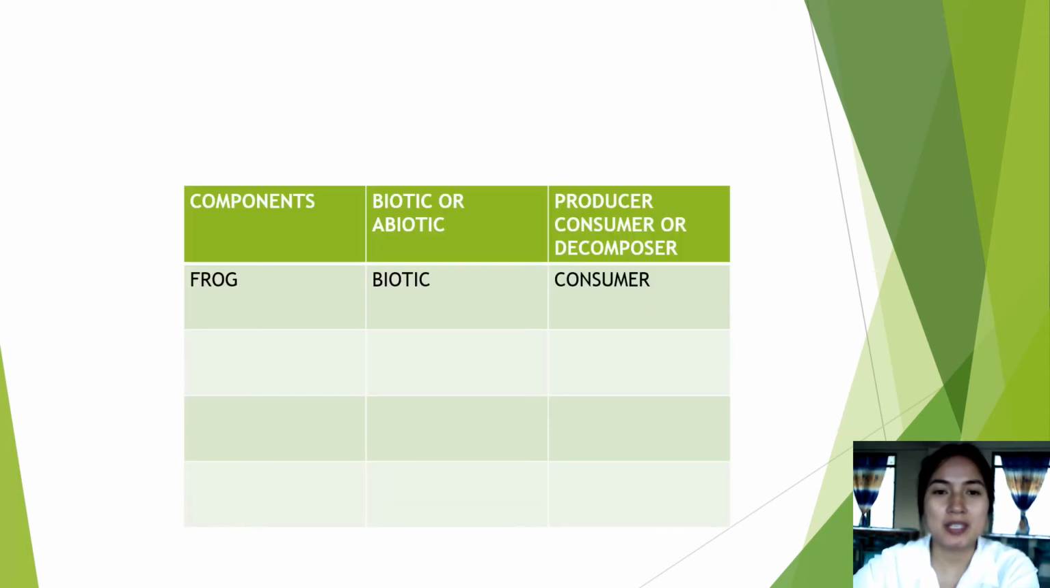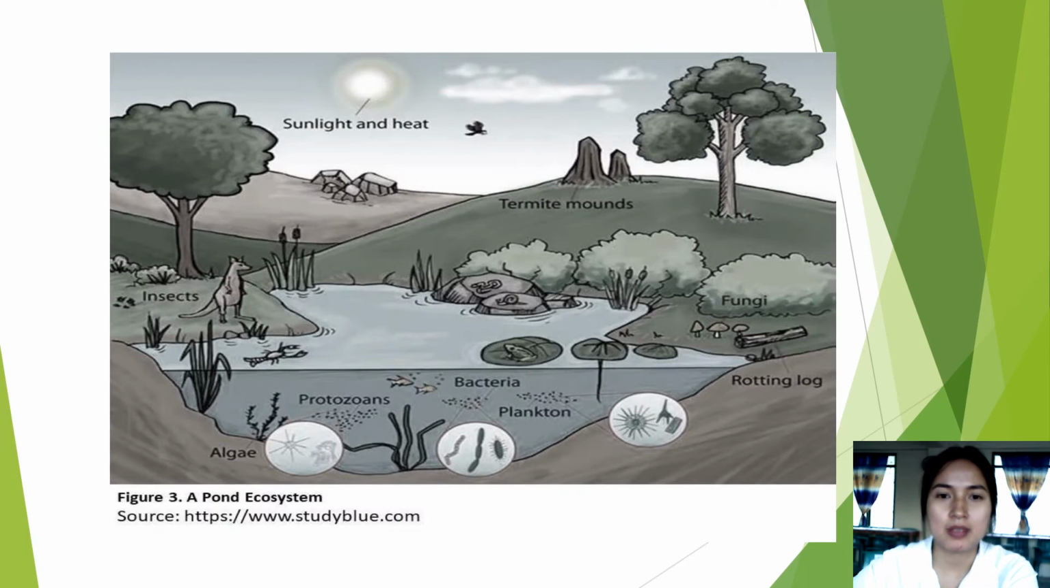On your paper, you write three tables. Write on the upper part components, biotic or abiotic, and on the last column, producers, consumers, or decomposers. The first one is already done. We have the frog, it is biotic, and it is a consumer. Okay, so I have here the picture of the farm.